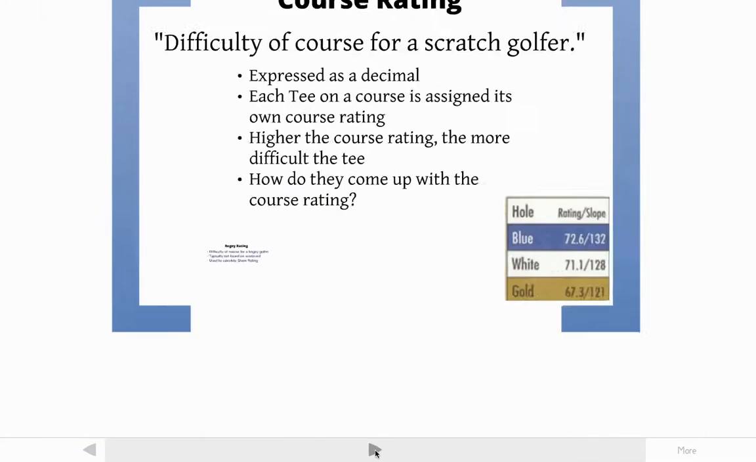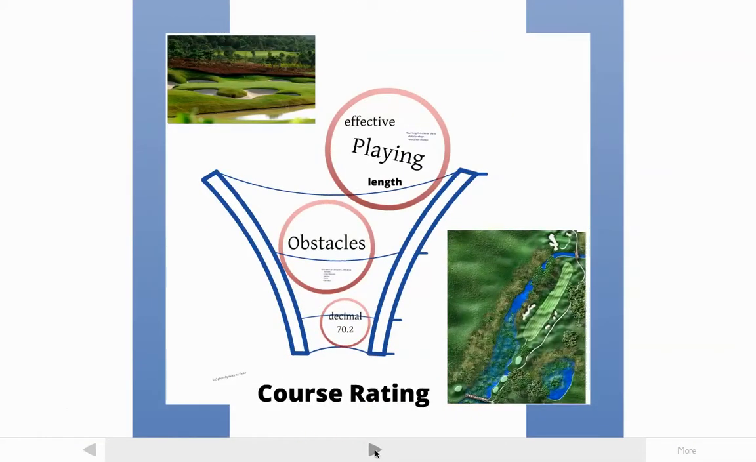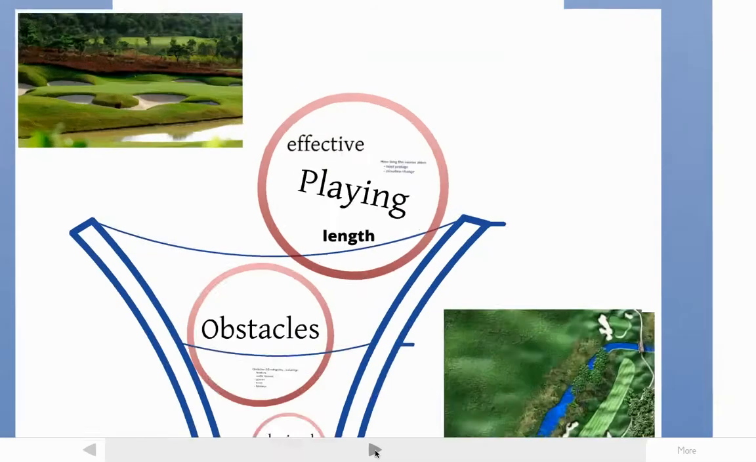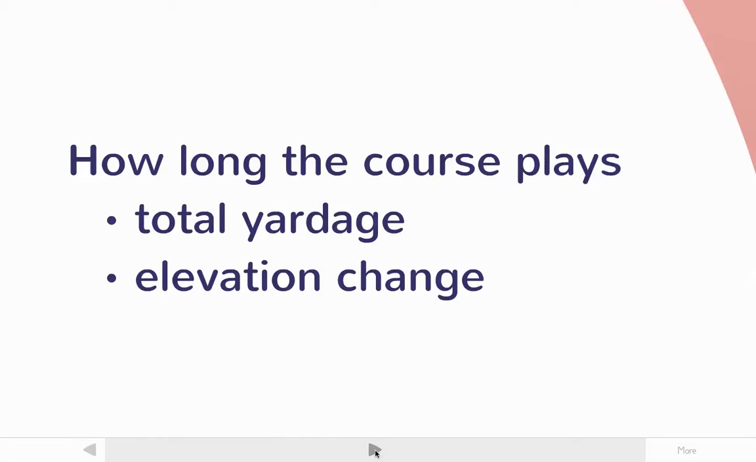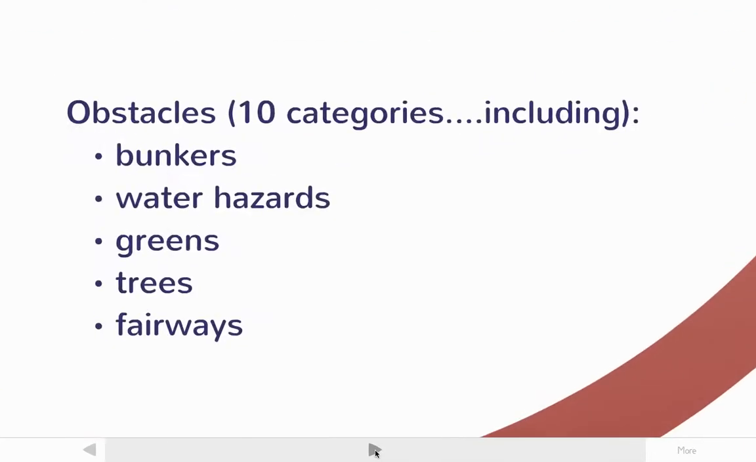So how do they come up with a course rating? Well, there are different things that come into play. The two major things are effective playing length and obstacles. Effective playing length takes into consideration two things. One is basically how long is a hole. And the second thing is what kind of elevation changes are there? Are you going uphill? Are you going downhill? Is it flat essentially? That's going to affect how long a hole plays.